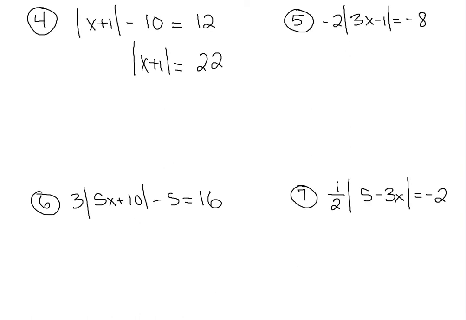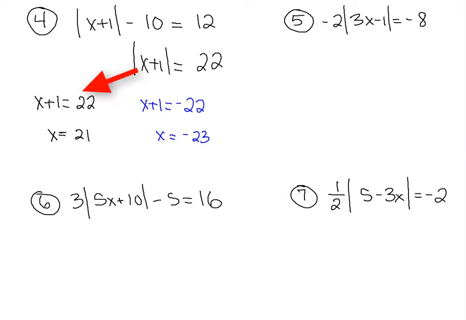When we do that, we'll get the absolute value of x plus 1 equals 22. Now, just like before, we'll split that into two separate equations and solve each one. The two equations are x plus 1 equals 22 and x plus 1 equals negative 22. When we use the subtraction property of equality, we come up with our two values: x equals 21 and x equals negative 23.